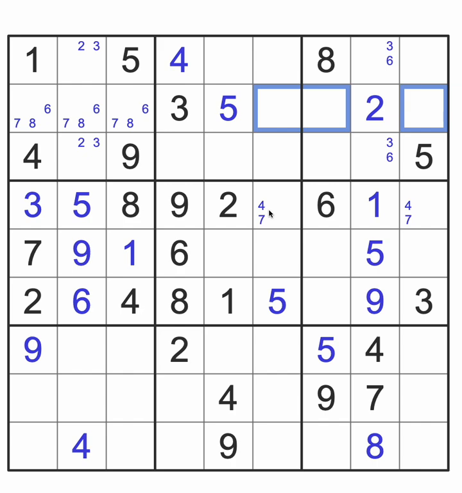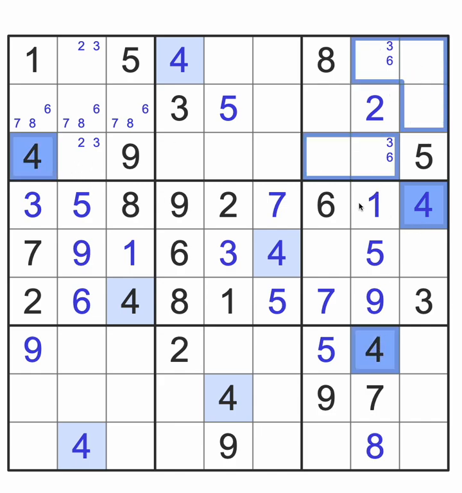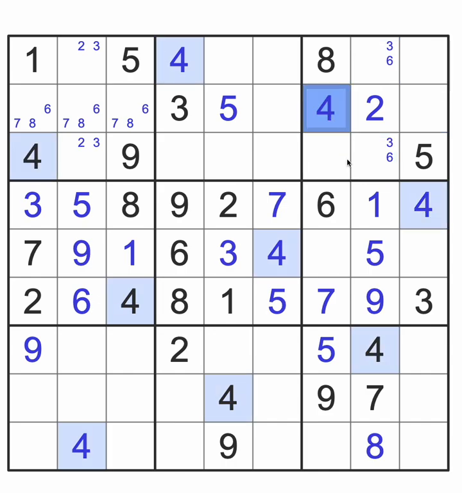3, 4, 7. Okay. Of course, here's 7, which block these. That gives me 7 here, and these will be 3 and 4. 4 here makes this cell 3, and this will be 4. And the last number of this row is 7, and the last number of this row is 4. And 4, 4, 4 block these, gives me 4 here.